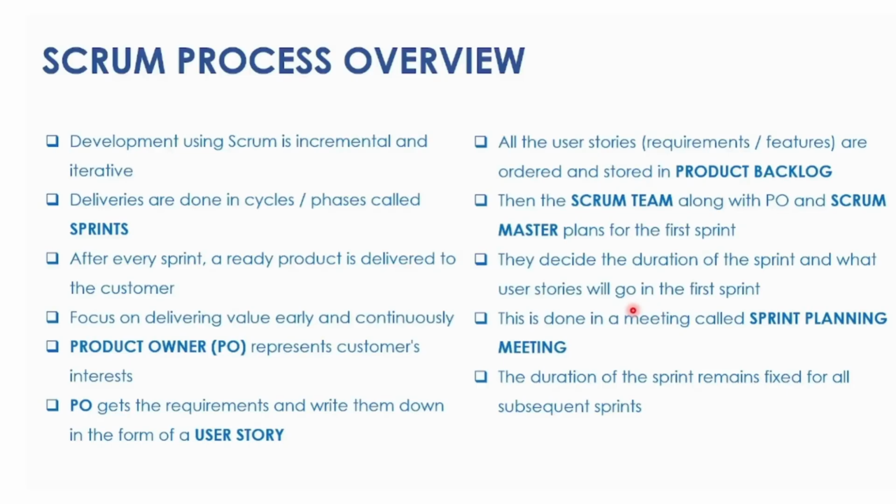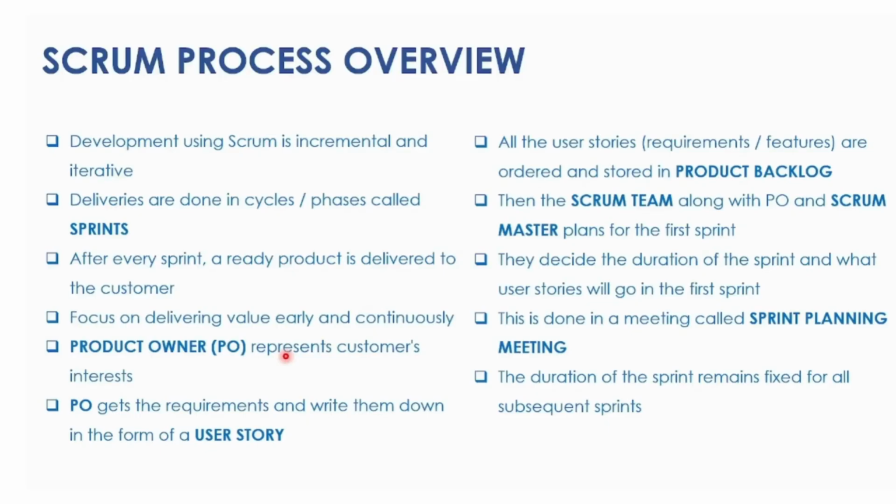The product owner represents the customer interest, and there is an exam question which will come, that there are two product owners, one on the supplier side and one on the receiver side. So yes, there will be two product owners, one who will be doing the entire work, and one who will be taking the entire work. So the product owner represents the customer interest. The PO gets the requirements and writes them down in the form of user stories. What is a user story? That will come in a while. A user story is a requirement, and the features are ordered and stored in the product backlog.